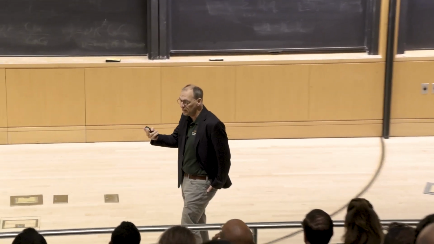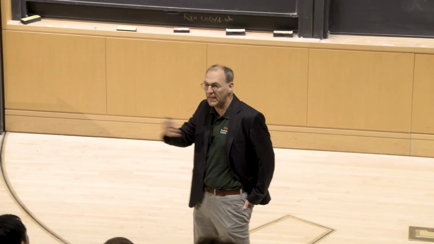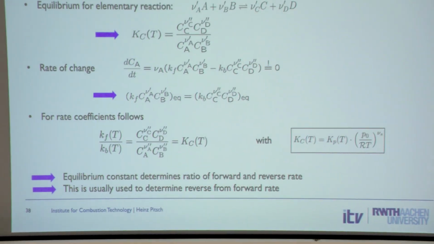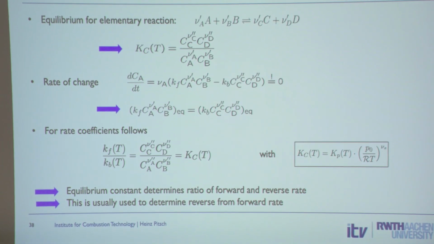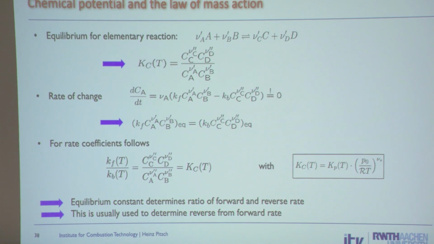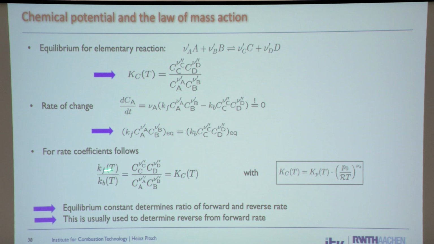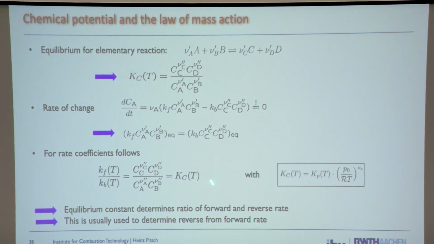Because the lowercase k here, the rate coefficient, is something that relates to kinetics, how fast the reaction proceeds. The right-hand side here is the equilibrium constant. It doesn't say anything about kinetics. It just says where you want to end up after an infinitely long time. But it turns out that the forward and the reverse rate coefficients are coupled by the equilibrium constant.